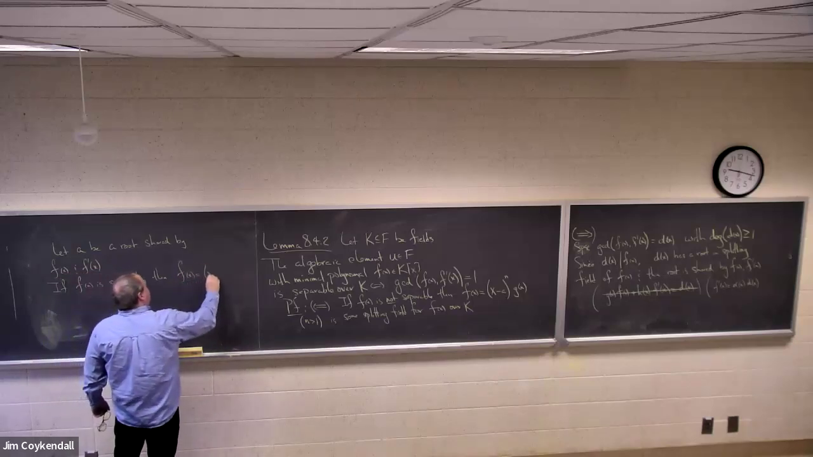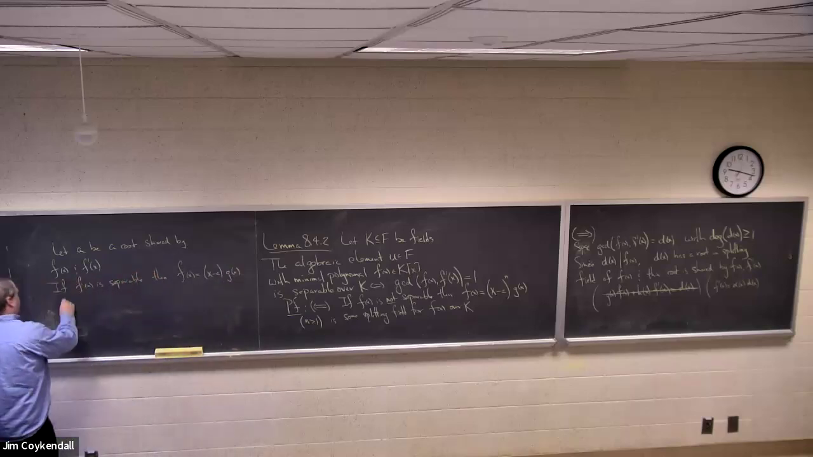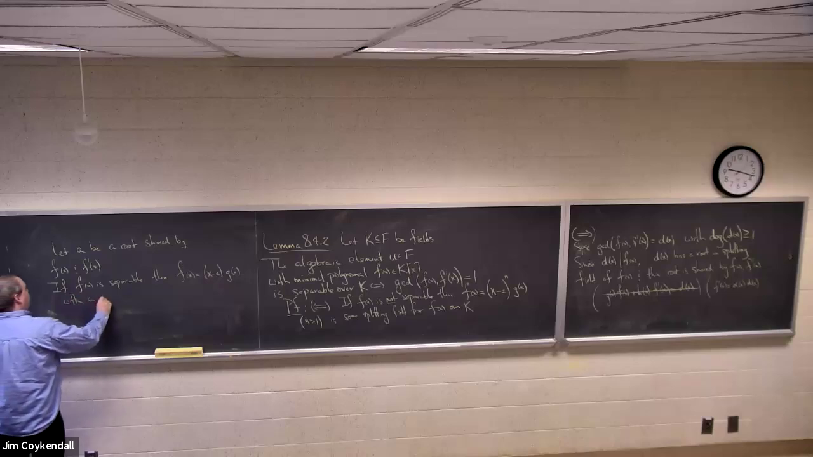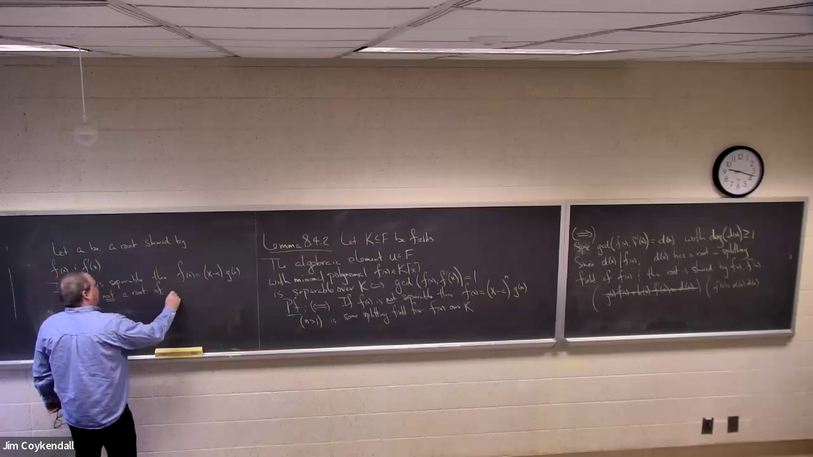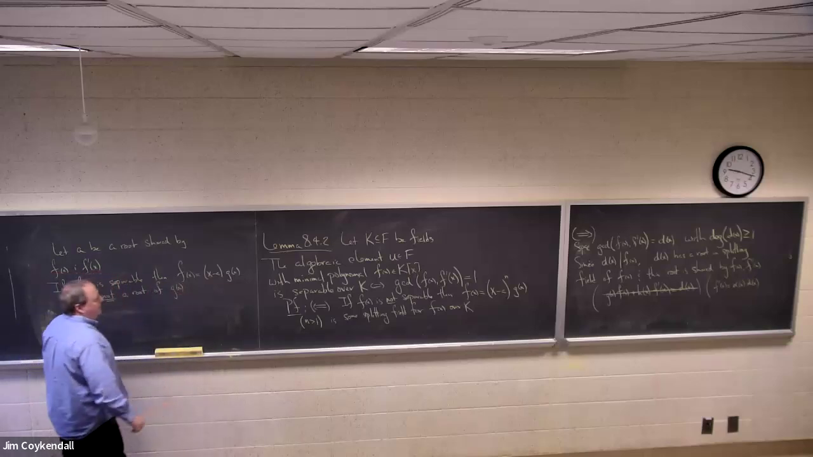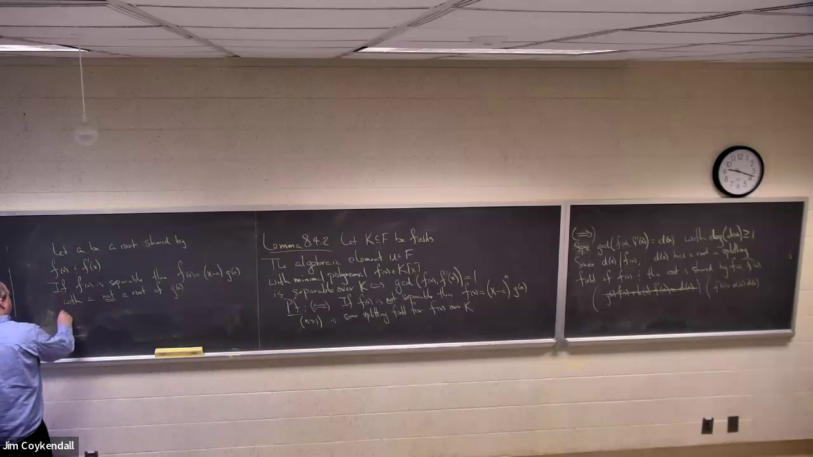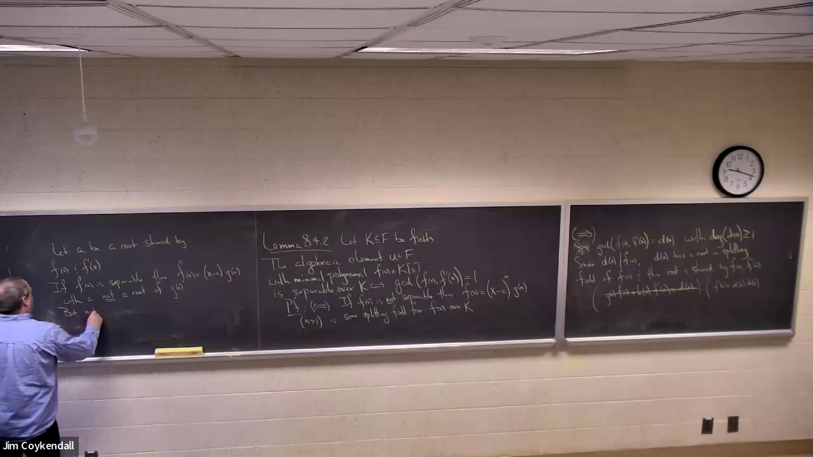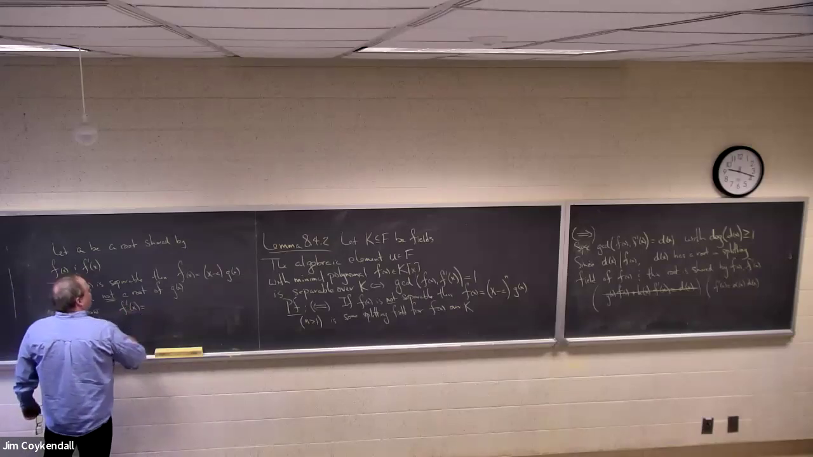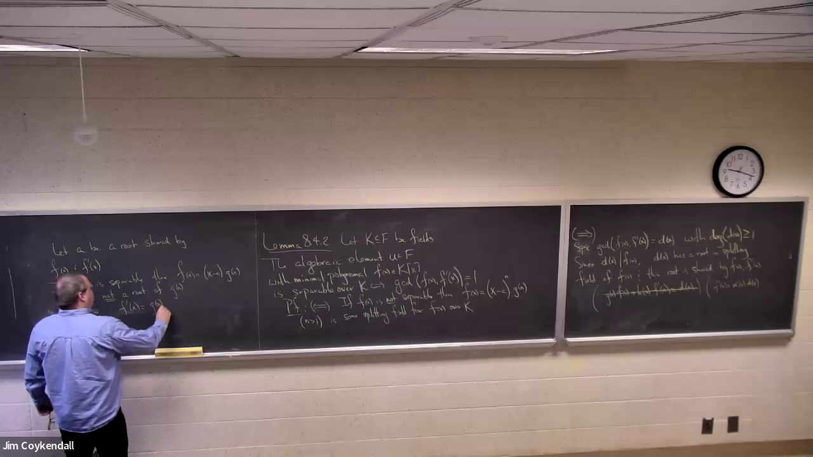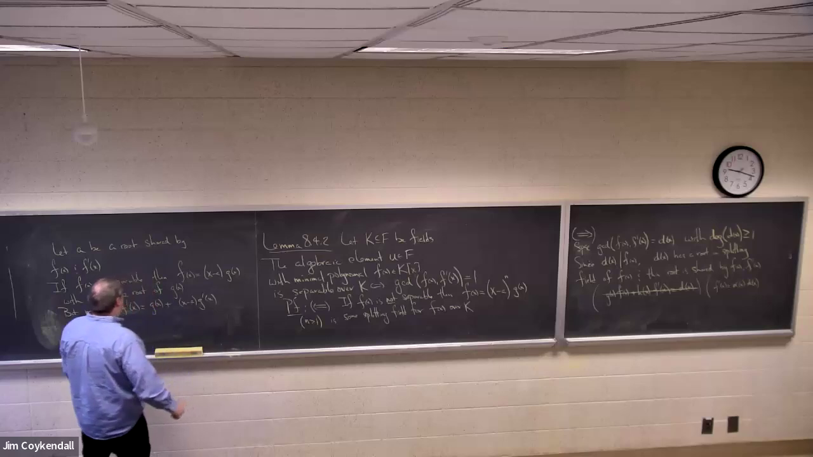Then f of x is x minus a times g of x, with a not a root of g of x. But again, with the whole derivative thing here. But now f prime of x is equal to g of x plus x minus a times g prime of x.